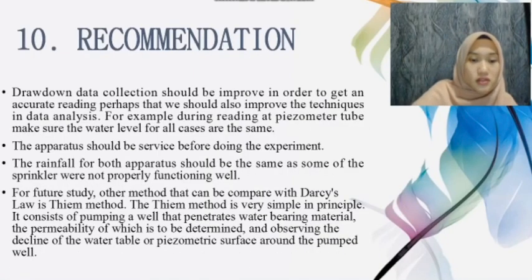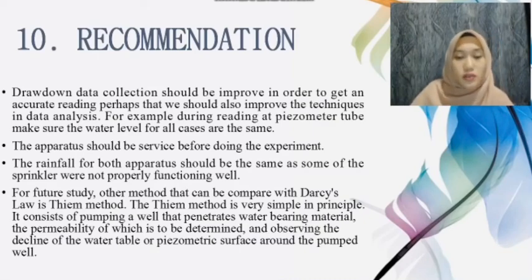So these are the recommendations. The drawdown data collection should be improved in order to get accurate readings. Perhaps we should also improve the techniques in data analysis. For example, during reading at the piezometer tube, make sure the water level for all cases is the same. The apparatus should be serviced before doing the experiment. Next, the rainfall for both apparatus should be the same, as some of the sprinklers were not functioning properly. And for future study, another method that can be used to compare with Darcy's law is the Theis method.